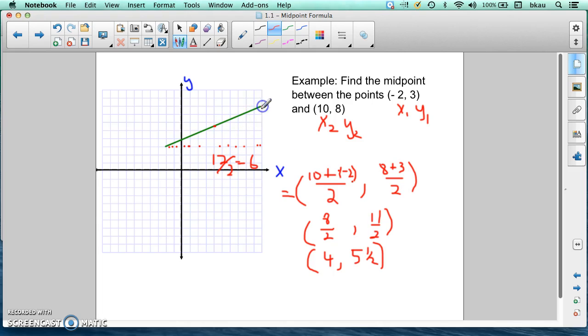And then going down, the value was 5. And we divide that by 2, we get 2.5. So if we go down 2.5, either down from this point 2.5 or up from this point 2.5, we're going to get 5.5. So that verifies that we have that value correct. So that's how we find the midpoint.